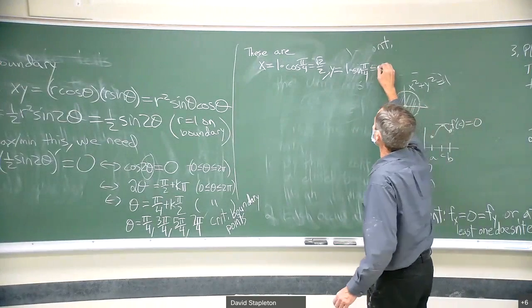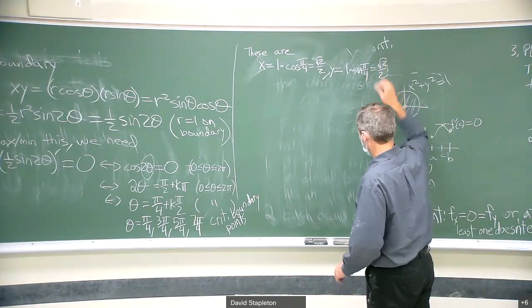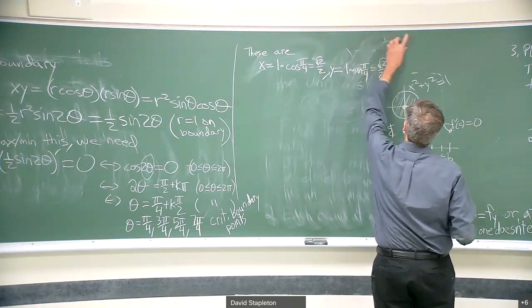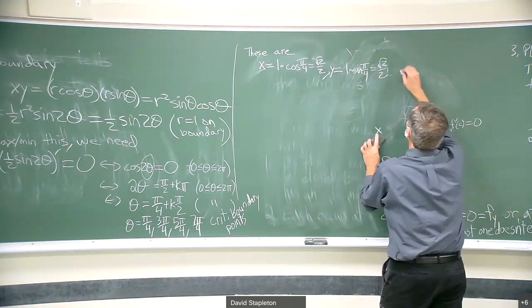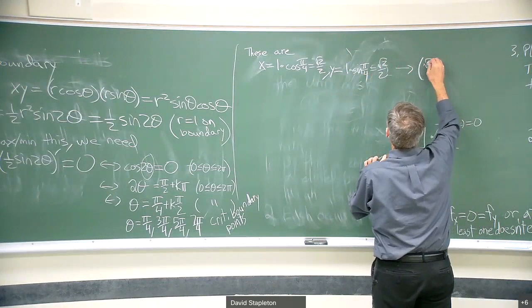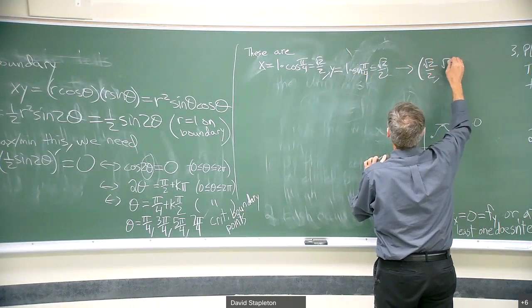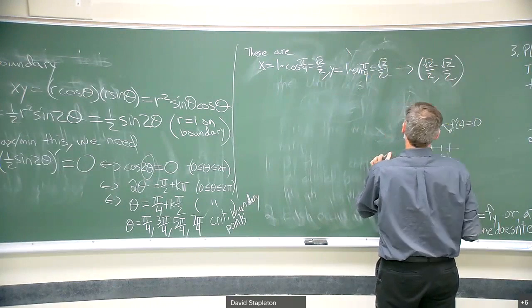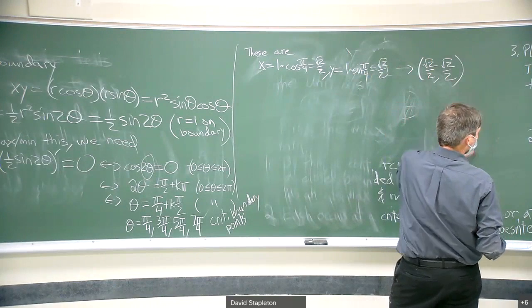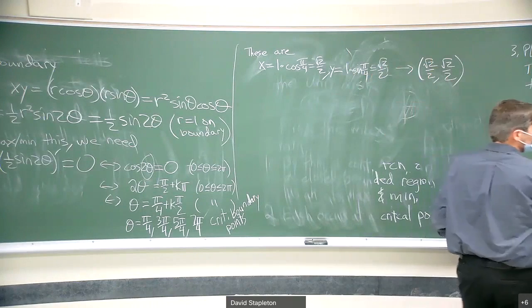Is square root of 2 over 2. And so what we found is that on the boundary, we have the point square root of 2 over 2, square root of 2 over 2, a point we have to check.